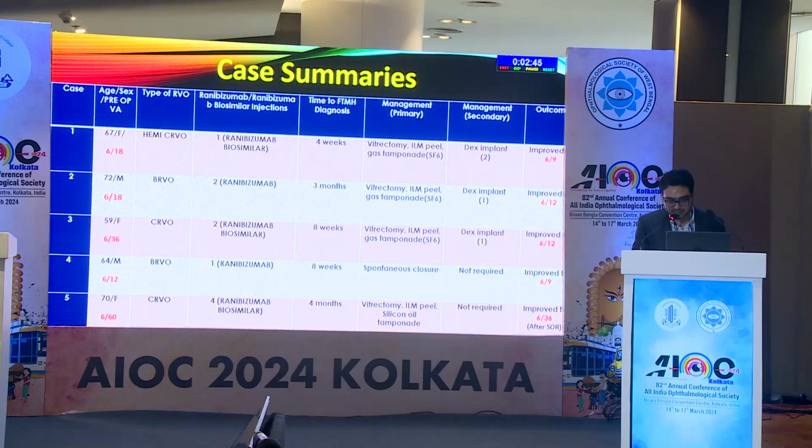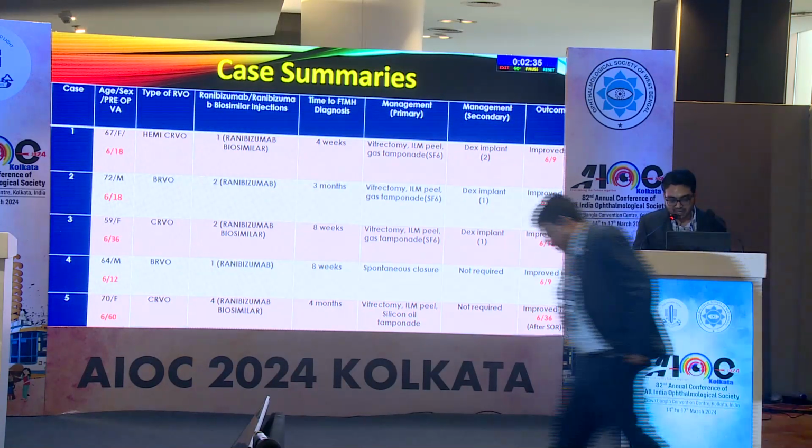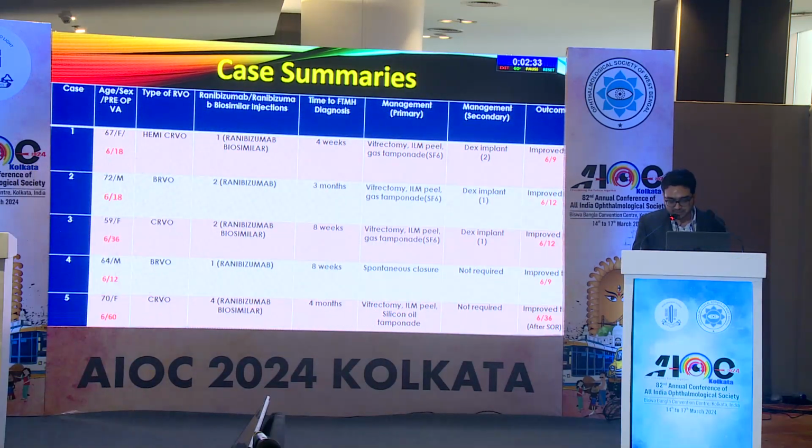The second case is a 72-year-old male, 6/18, with BRVO, who received 2 ranibizumab injections. After 3 months, the same type of presentation occurred and the same type of management was given. The third case is a case of CRVO, who was injected with 2 ranibizumab biosimilars. After 80 weeks, the full thickness macular hole developed, and here we injected 1 dexamethasone implant.